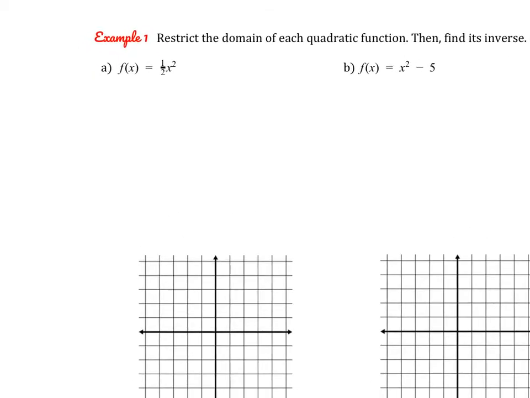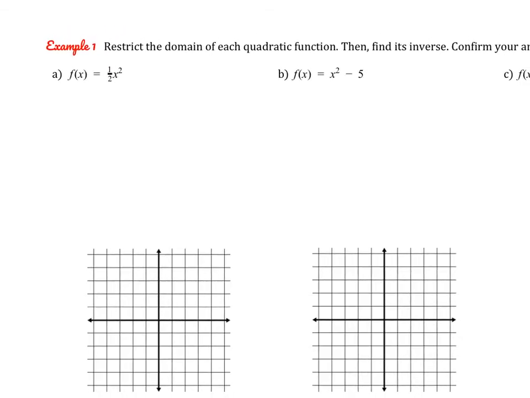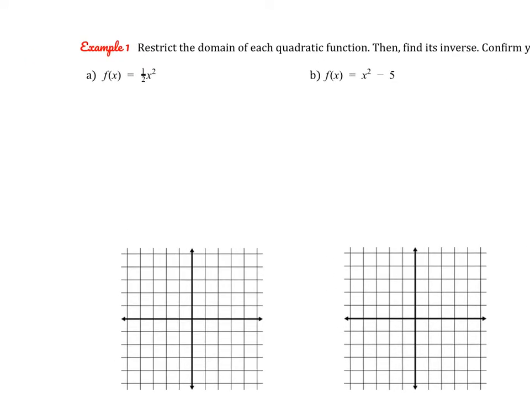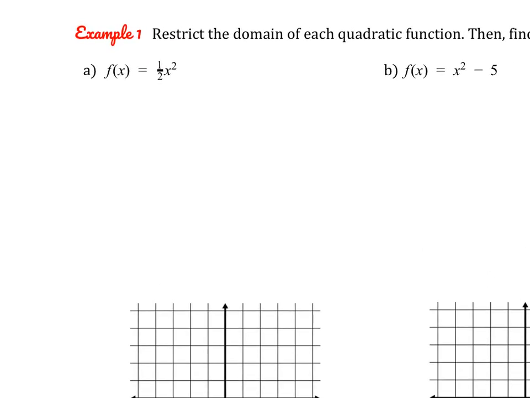All right, let's give some of these a try. This says to restrict the domain of each quadratic function and then find its inverse, and then we can check our answer by graphing. You can use Desmos to help you graph if you would like. Here we have f of x equals 1/2 x squared. For a graph like this, the vertex is at the origin, so the vertex is 0, 0.